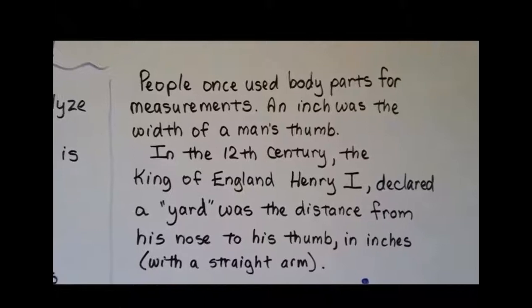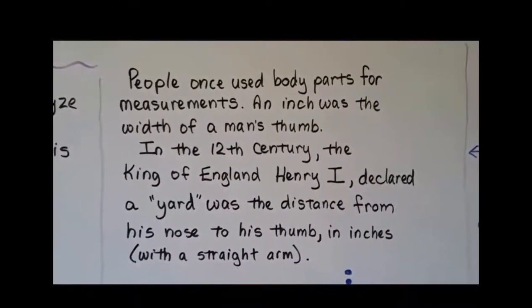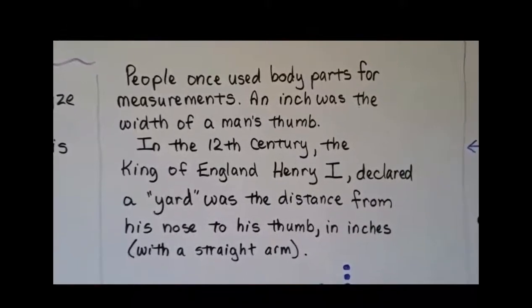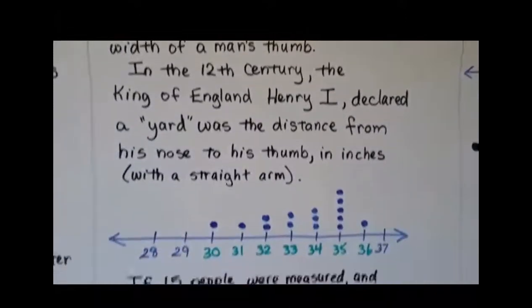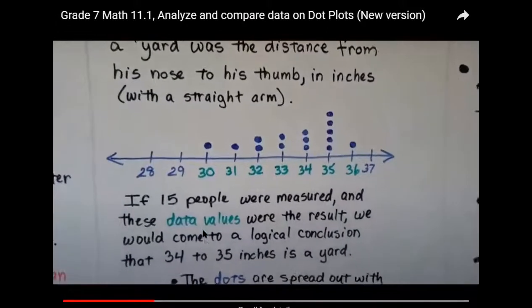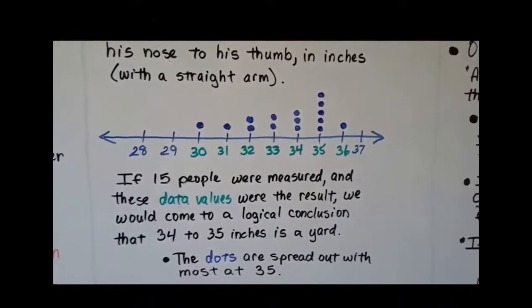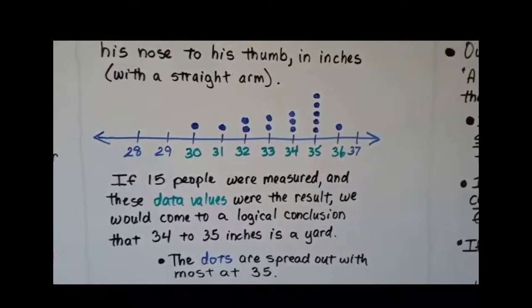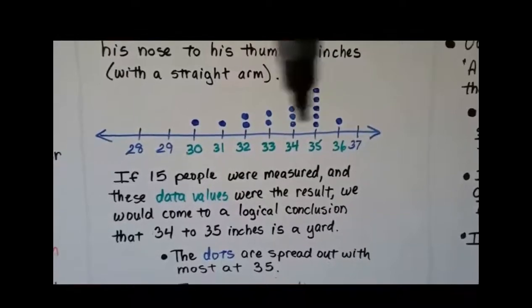People once used body parts for measurements. An inch was the width of a man's thumb. In the 12th century, the King of England, Henry I, declared a yard was the distance from his nose to his thumb in inches with a straight arm. So if 15 people were measured and these data values were the results.